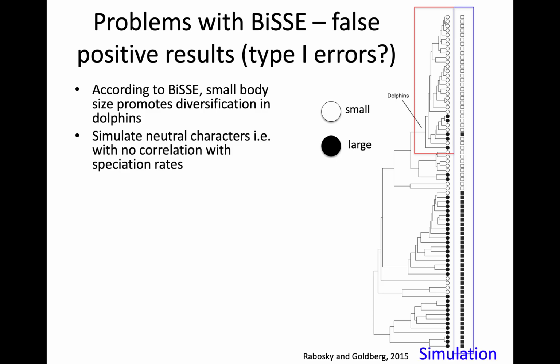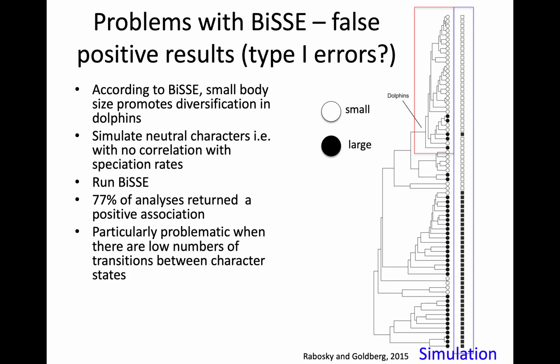However, we can also simulate neutral characters on the tree. Here, the column indicated with the word simulation, those were just evolved on the tree, not having to do with speciation at all. And lo and behold, they also paint the dolphin clade more or less entirely white. If we were to run BiSSE on that simulated trait, it turns out that in very many attempts we recover a positive association between state changes and rate changes, essentially.